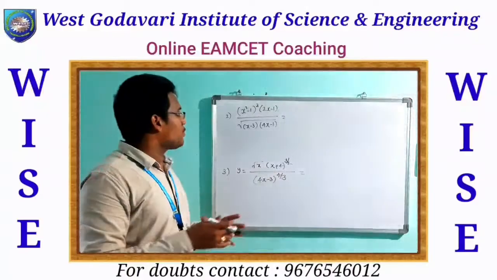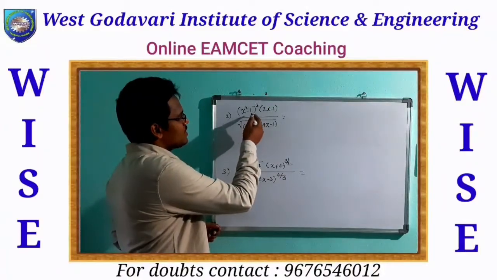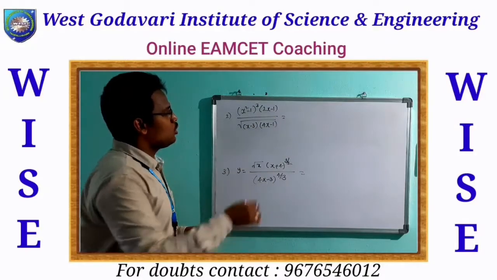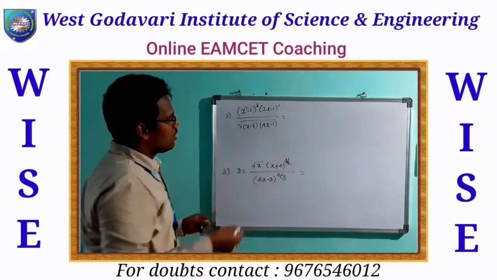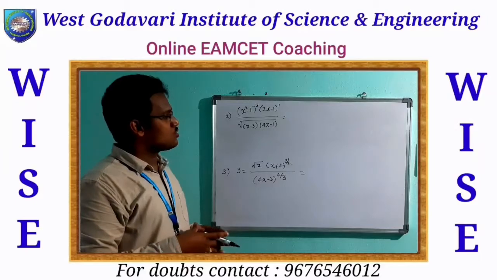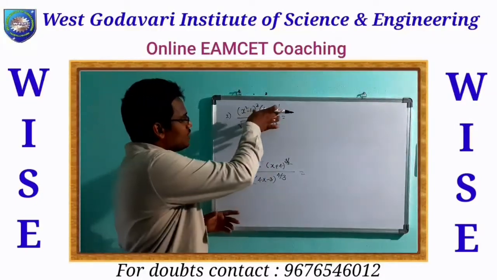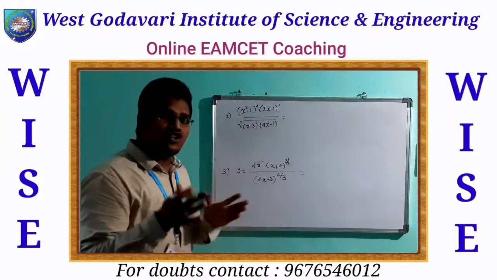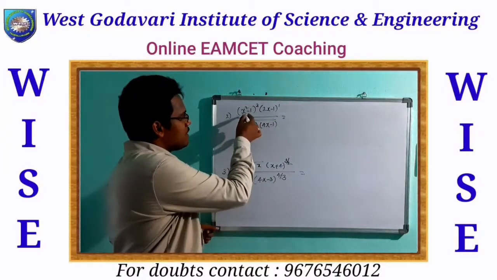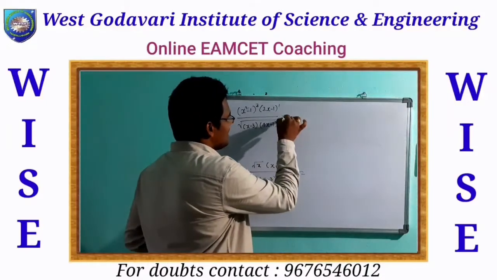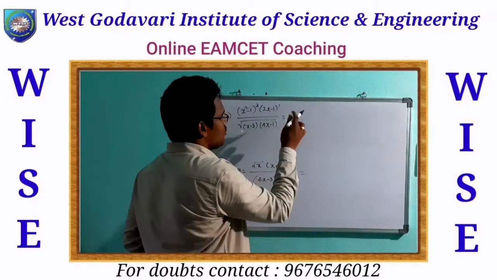Now see another problem, that is (x square minus 1) whole to the power of 3 into (2x minus 1) whole to the power of 1, upon square root of (x minus 3) into (4x minus 1). So we have to consider the numerator terms and denominator terms individually. First of all, the individual term is (x square minus 1) whole to the power of 3. So simply this is taken as y.